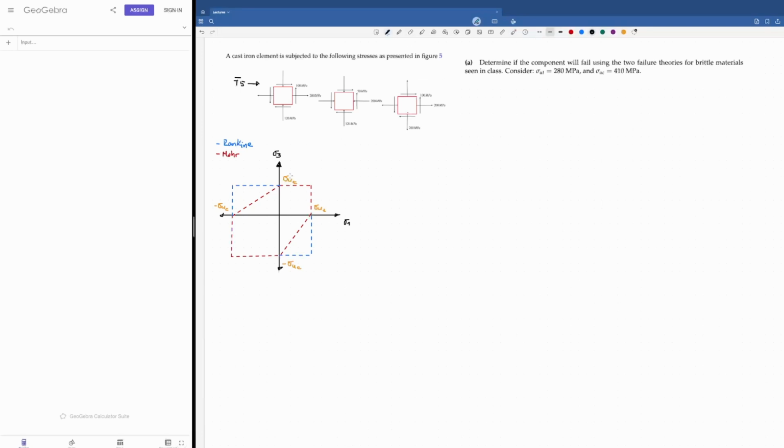Before doing that, it would be nice to have these values here as reference. So this is the ultimate strength in tension, and this is 280 megapascals, the same as here. Then for the compressive state, the ultimate strength I'm going to put as negative, because we're going to be using the notion of quadrants to determine which part of the Mohr's failure theory applies. So this is 410 megapascals, and this also is 410 megapascals. Here, minus 410 megapascals.